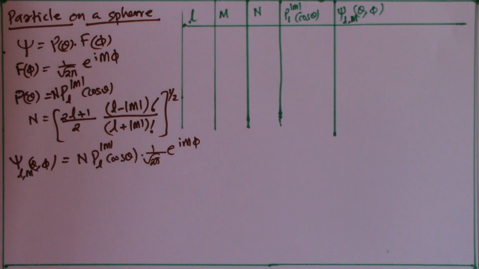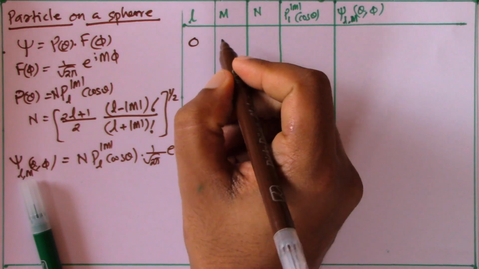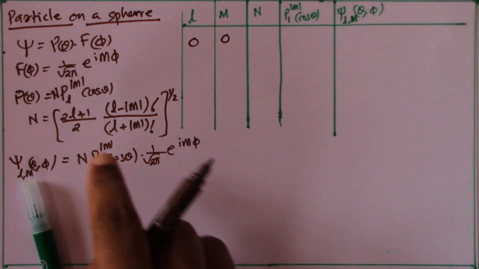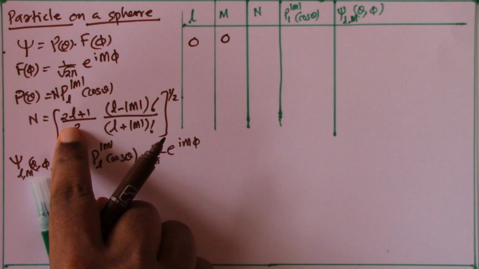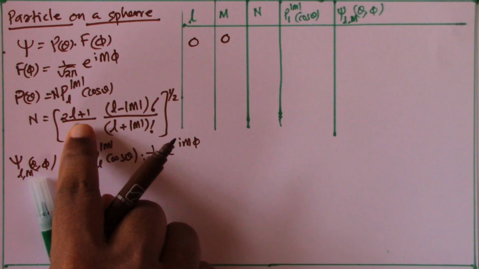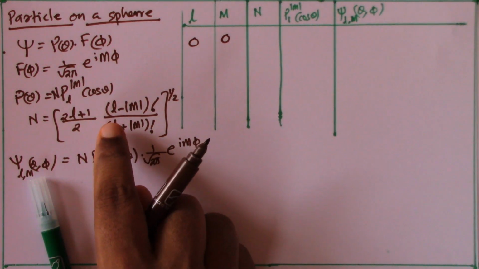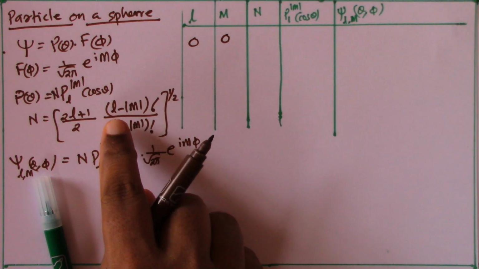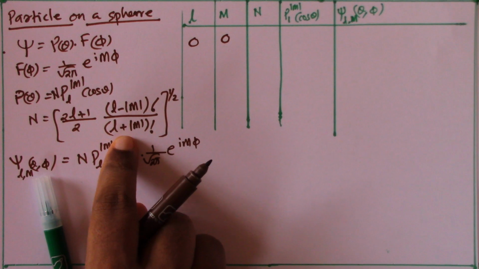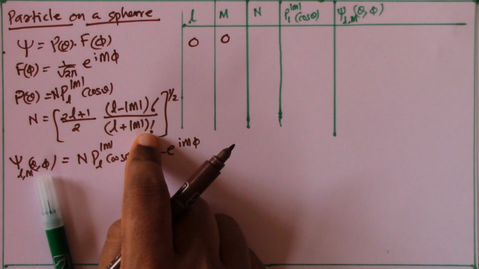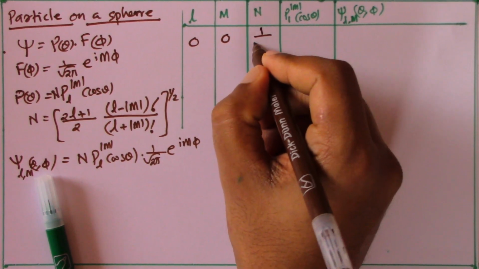Let me put the value of L as 0, L is equal to 0, and M is equal to 0. For L is equal to 0 and M is equal to 0, you can find out the value of n. It will be 2L plus 1 divided by 2. Here in place of L you have to substitute 0, that is 0 plus 1 divided by 2, that is 1 by 2, into L minus M factorial divided by L plus M factorial. In this case it is 0 minus 0 factorial, means 0 factorial, divided by 0 plus 0 factorial, means 0 factorial. 0 factorial by 0 factorial is equal to 1. So you have a root of 1 divided by 2, that is 1 divided by root 2. So your n is equal to 1 divided by root 2 here.